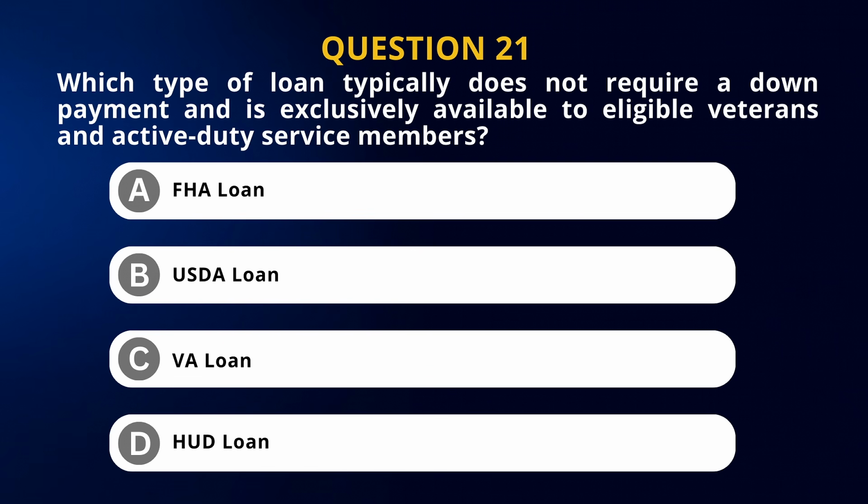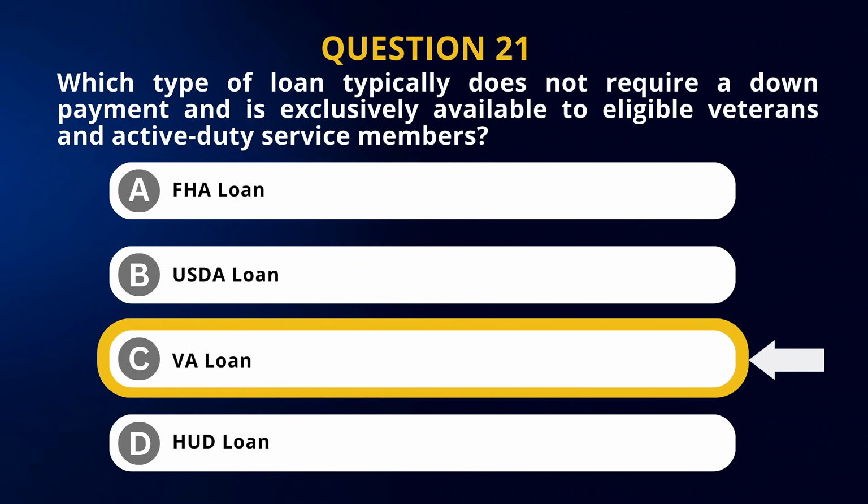Question number 21. Which type of loan typically does not require a down payment and is exclusively available to eligible veterans and active duty service members? Letter A, FHA loan. Letter B, USDA loan. Letter C, VA loan. Letter D, HUD loan. And the answer is letter C, VA loan.